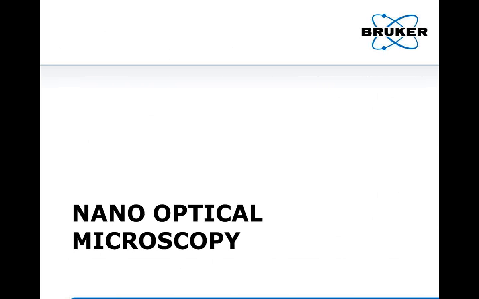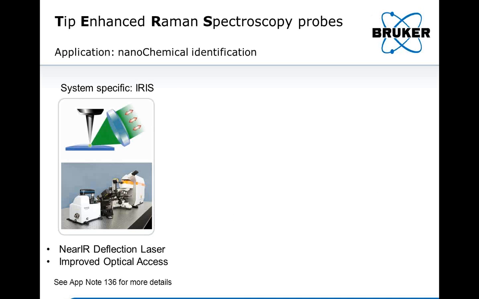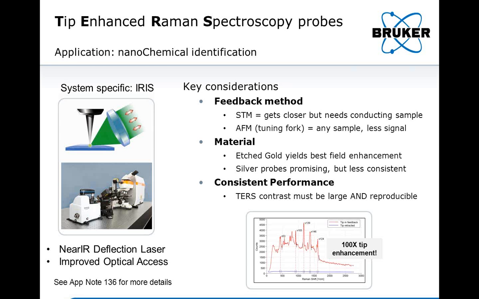So with that said, let's move on to discussing some of the applications and probes for the nano-optical microscopy. And in specific for nano-optical, we're going to focus on TERS, or tip-enhanced Raman spectroscopy. Tip-enhanced Raman spectroscopy uses a probe to enhance the Raman output signal when the probe is brought into close proximity to the sample under investigation.